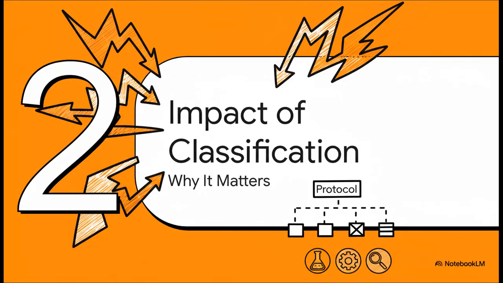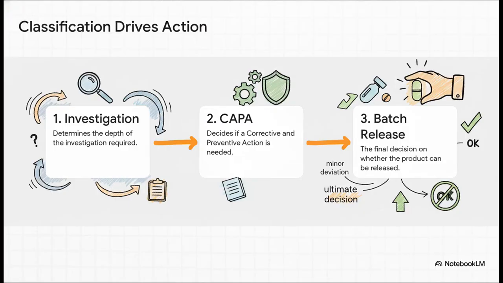So you might be wondering, okay, great, we have these labels. Why does this classification matter so much? Well, it's because it's not just a label, it's a trigger. The category that a deviation gets put into, that kicks off the entire response protocol. And this is exactly how it all plays out. A minor issue, that might just need a quick note in the log. But a critical deviation, that is going to launch a massive, full-scale investigation.